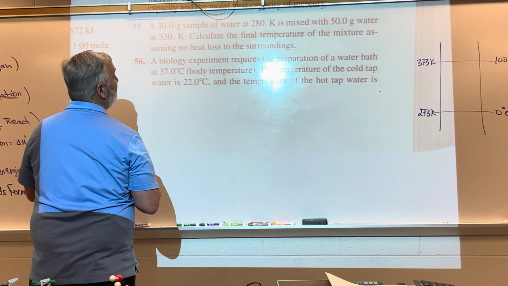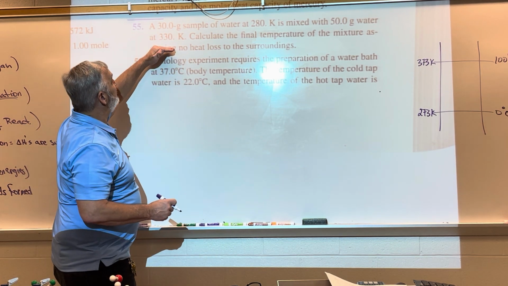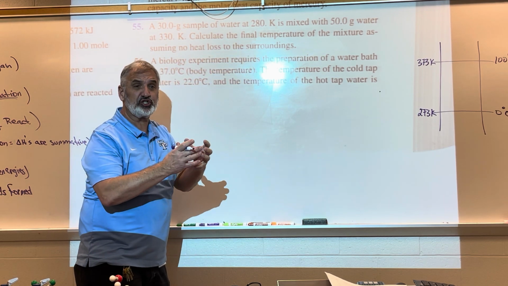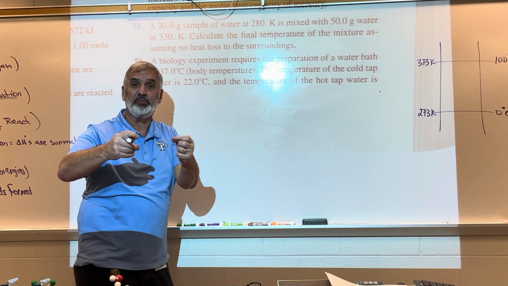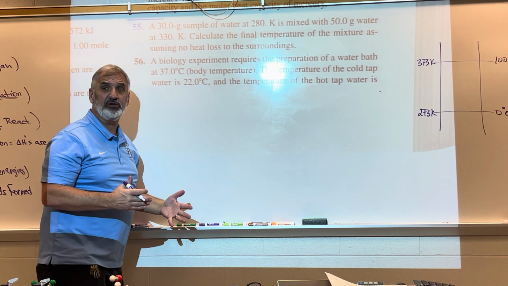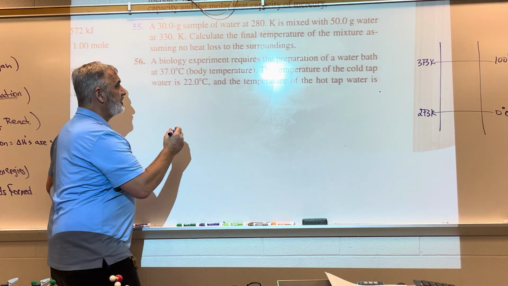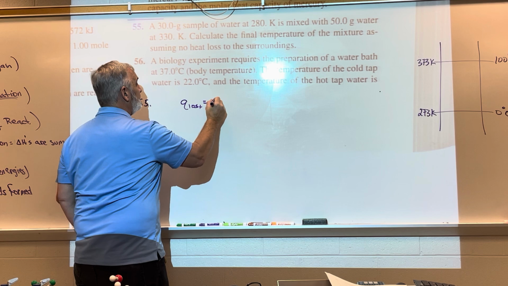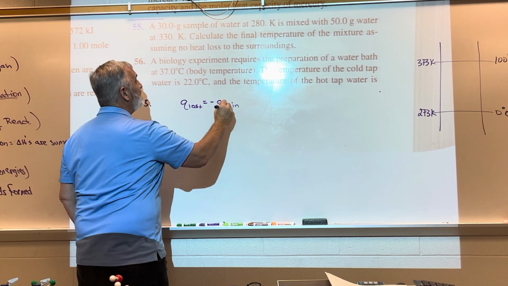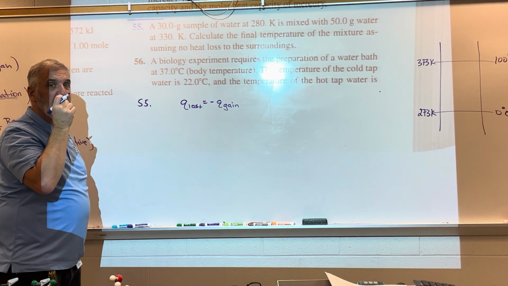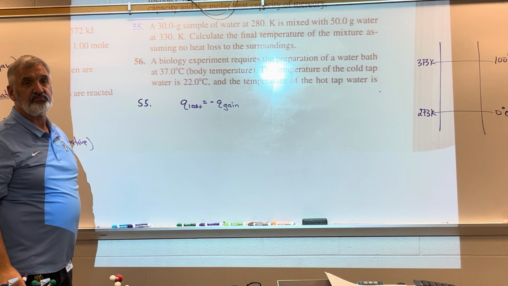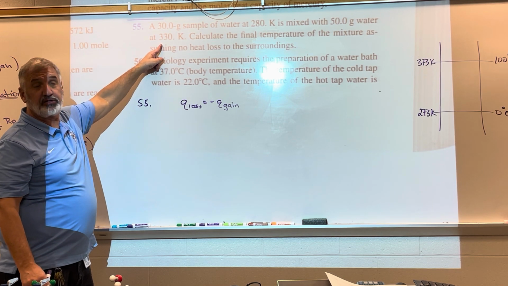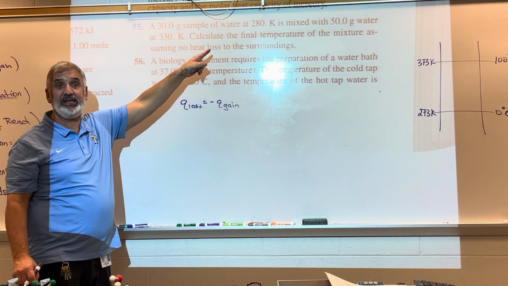All right. So again, calculate the final temperature of the mixture, assuming no heat is lost to the surroundings. So you're assuming you're in an insulated container, you're putting hot with cold. So what equation do I want to use? Q lost is equal to my negative Q gain. Now what's losing the heat? The hotter water, right? The 330 K is losing and the 280 K is going to gain.